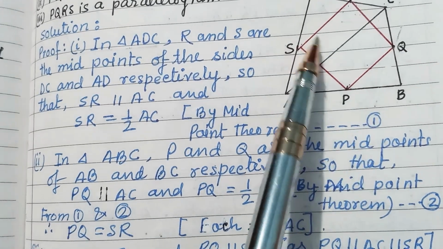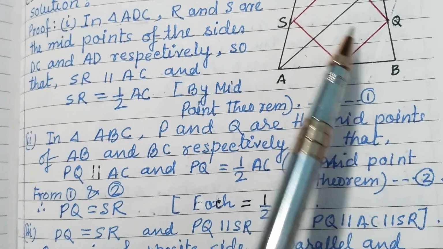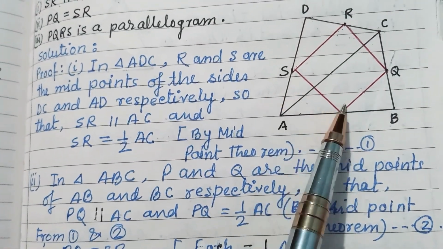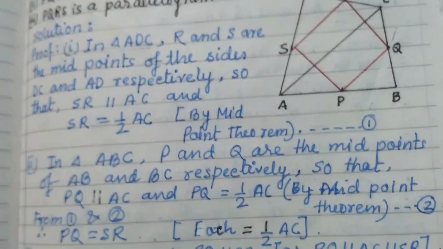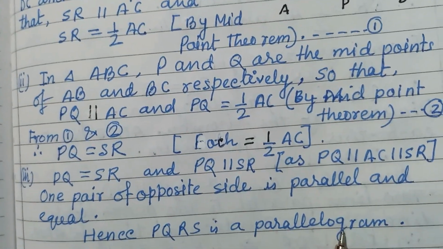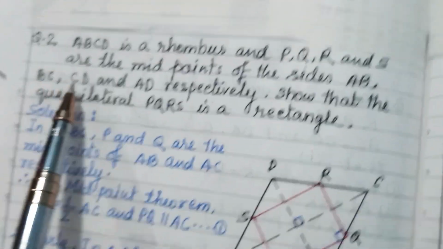Okay. As one pair of it is, the second point is also proved. As one pair is parallel and equal, therefore it is a parallelogram. So we can write that PQRS is a parallelogram. Proved. Next question is question number 2.